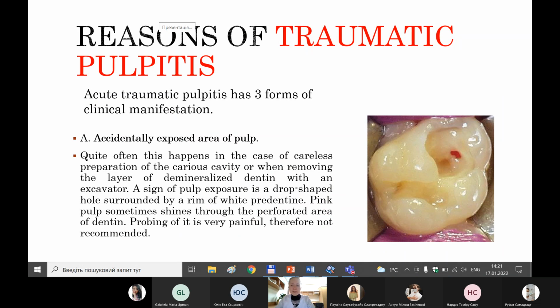Quite often, this happens in the case of careless preparation of the carious cavity or when removing the layer of demineralized dentine with an excavator. A sign of pulp exposure is a drop-shaped hole. Pink pulp is visible through the perforated area of dentine. Probing of it is very painful, and therefore it is not recommended to touch the pulp by the probe because it will cause severe attack of pain.